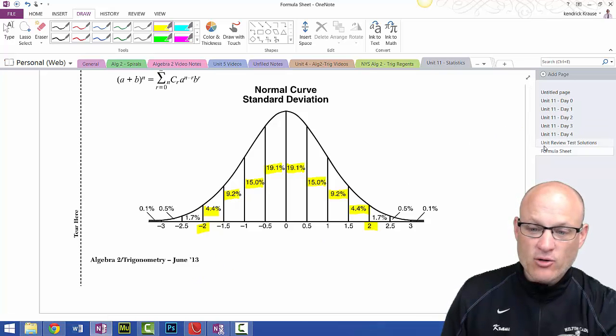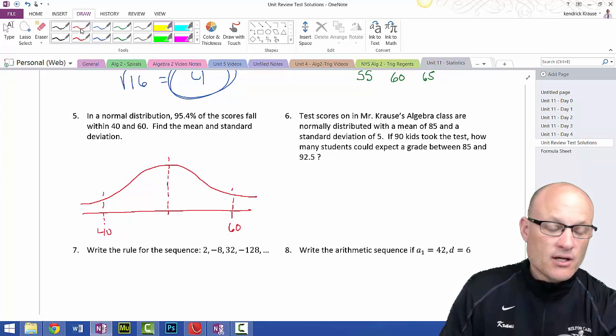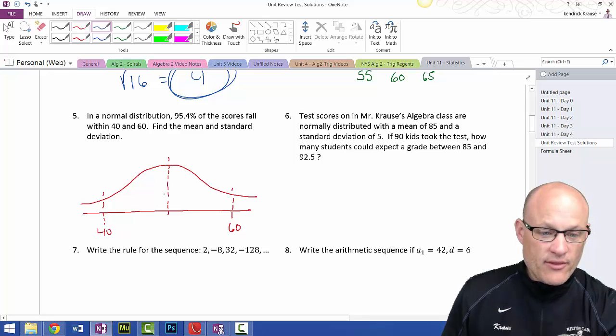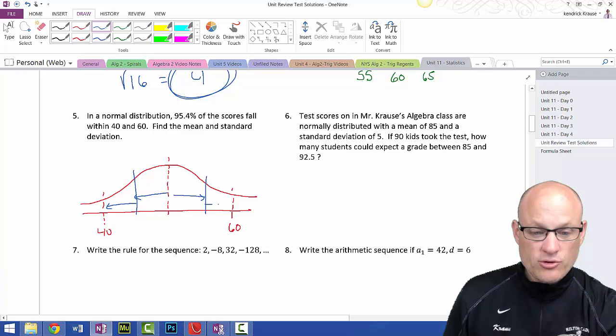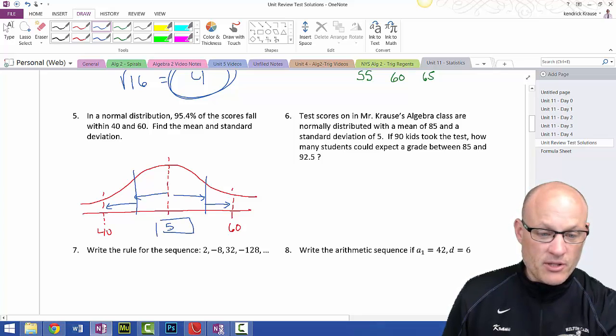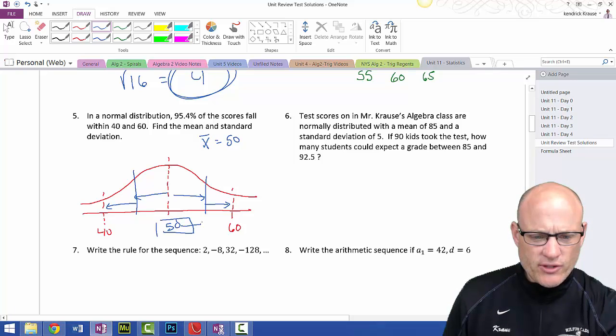So when I go back over to my sheet, I know that this was 1 standard deviation down, 2 standard deviations down, 1 standard deviation up, 2 standard deviations up. That means right smack dab in the middle is our mean of 50, so x bar equals 50. And since this is 2 standard deviations to go 10, 1 standard deviation is 5.